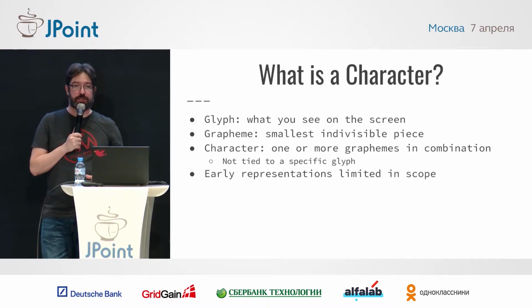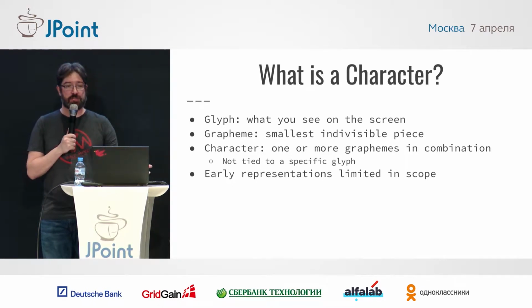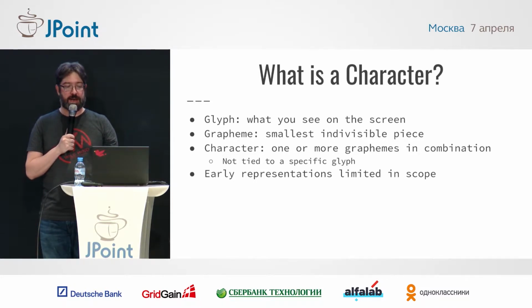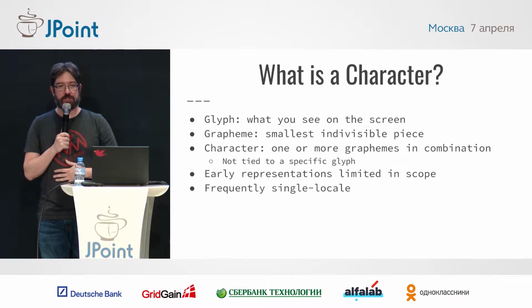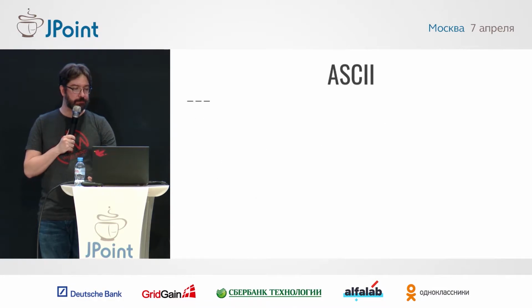So early representations were somewhat limited in scope. People did encodings that only represented the languages they were interested in. And so we ended up with a lot of incompatible encodings. And we'll talk about what sort of problems that has led to over time. And because this is largely focused on only one language, I'm focusing on my language at a particular time, these are frequently single locale. So sending character data across language boundaries or country boundaries runs into lots of problems.